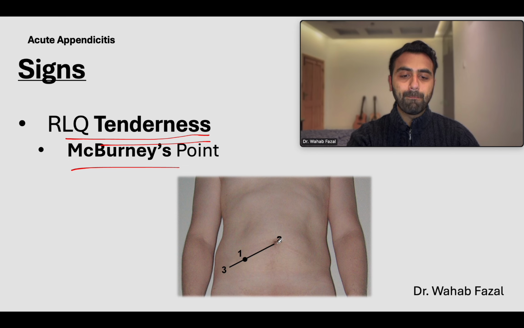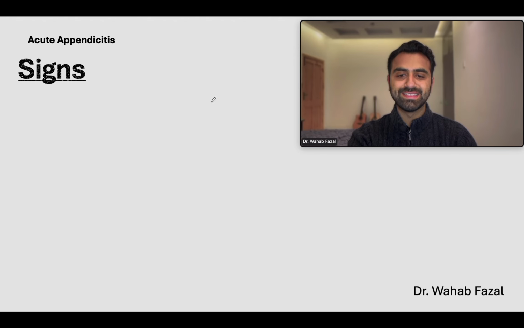From that to the belly button, right? Take 1/3 the distance from this ASIS, the anterior superior iliac spine, the spinous process on the front of your pelvis. Take 1/3 the distance. This is McBurney's point. This is exactly where you'll have the right lower quadrant tenderness. This is one of the signs.